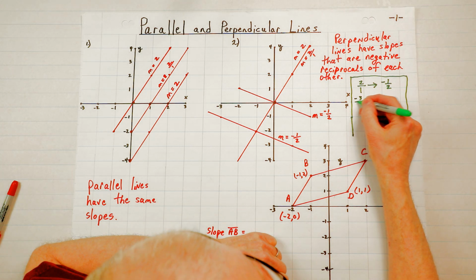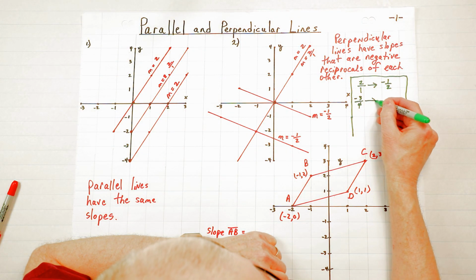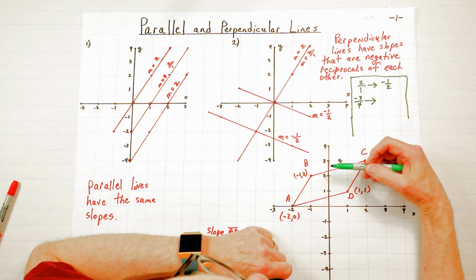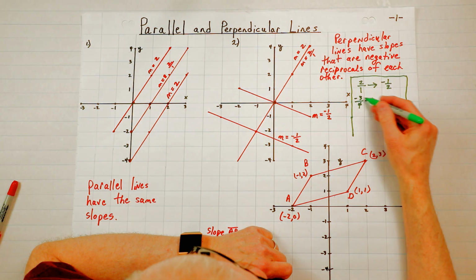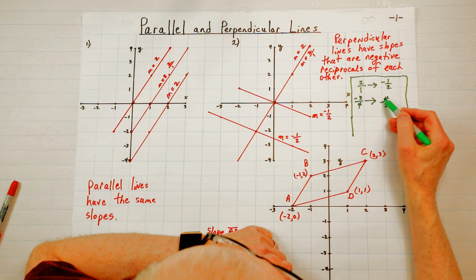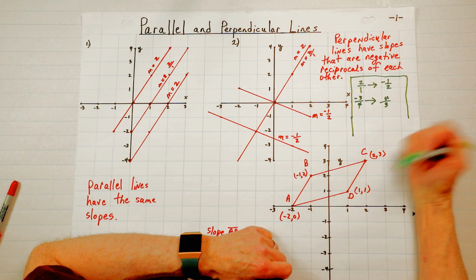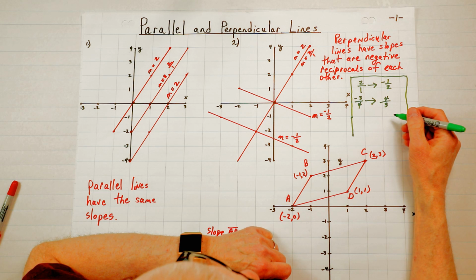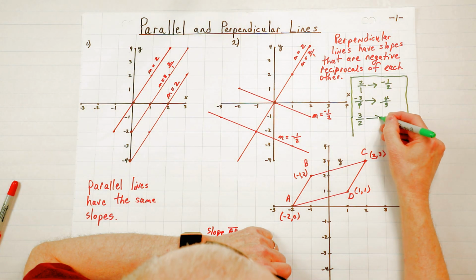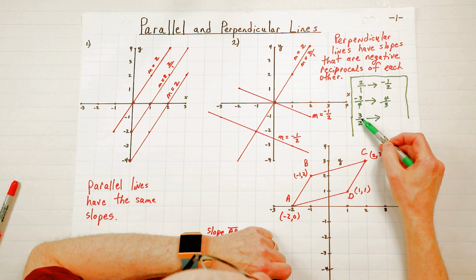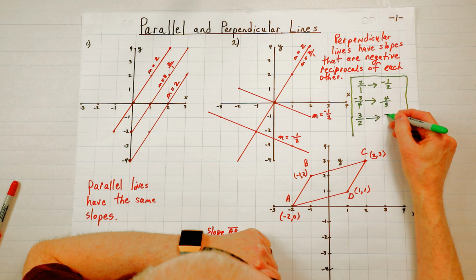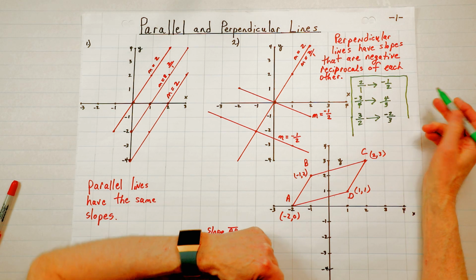Say we had -3/4 as our original slope. What would be the slope of a line perpendicular to the original line? Flip this over, so you get 4 over 3, and change the sign from negative to positive. Let's do one more. What about if we had 3 over 2? What is the negative reciprocal of 3 over 2? Flip it over and change the sign. There you go.